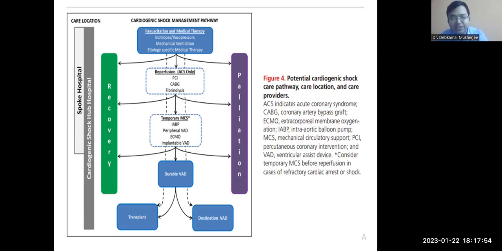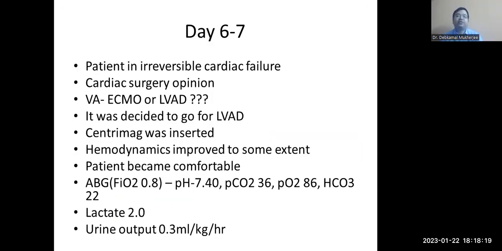There are numerous options. The patient is already on one of them, IABP, along with vasopressor support. The other options we have in our hand are a peripheral VAD, ECMO, or an implantable VAD, because this patient may ultimately land up with either a destination VAD or a transplant, which it looks like. So coming back to our patient, this patient didn't improve with any kind of therapy, meaning the conventional medical therapy and the IABP support. So cardiac surgery opinion was taken at that point of time.